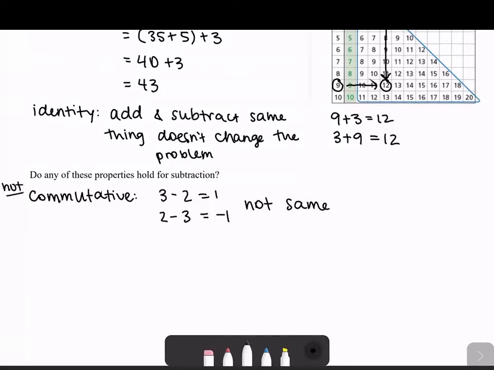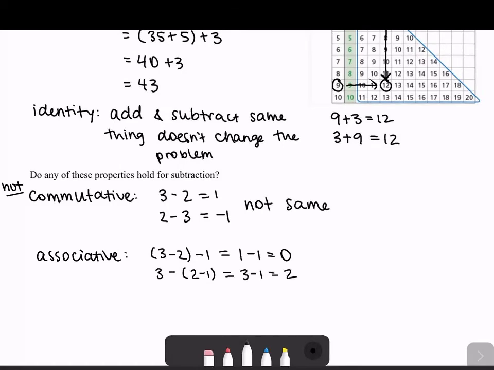So now let's look at associative. Okay, so again, let's just take another simple example. Let's look at 3 minus 2 minus 1. So that is going to be 3 minus 2 is 1, and we subtract 1, well, we're going to get 0. And now let's look at 3 minus (2 minus 1). Well, 2 minus 1 is 1, so we're going to look at 3 minus 1, and that's 2. So again, these are not the same. So we have that this is not an associative operation.